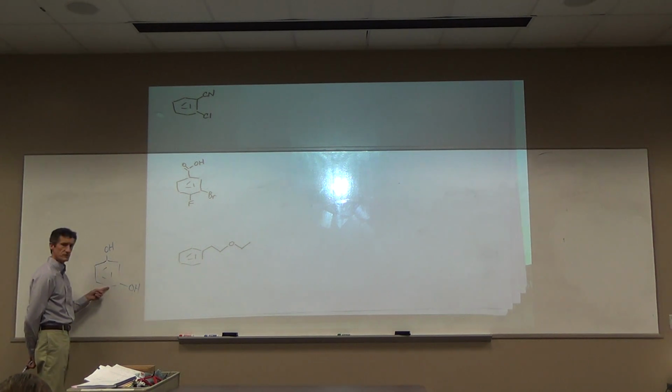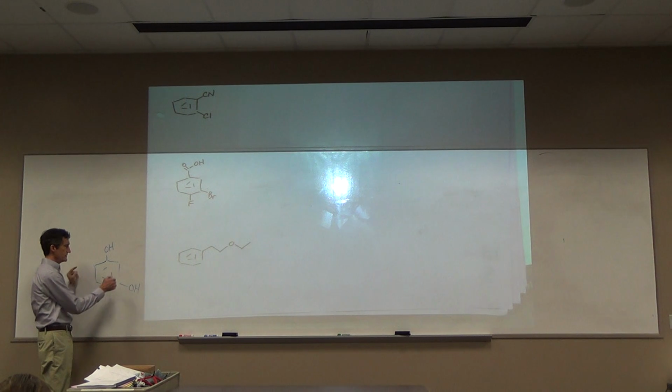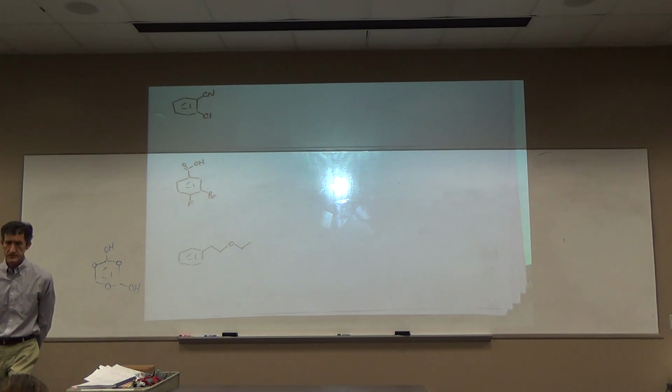Mm-hmm. Well, what about here? That one's ortho to this one, para to that one. You don't like that side better? Why do you like that side better? And this side here is ortho to this group compared to that group. So they're both directing here, here, and here. Here, they're both directing to all three places.